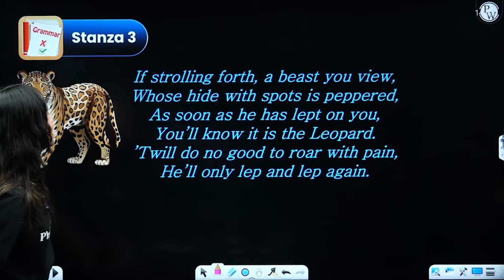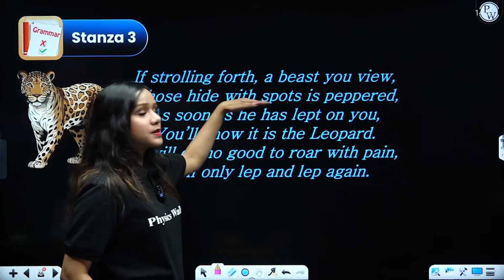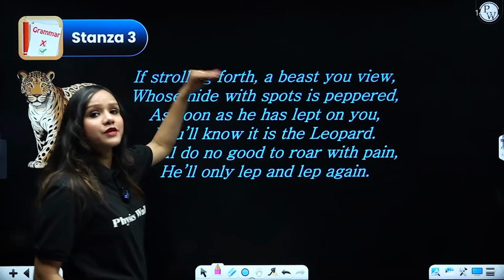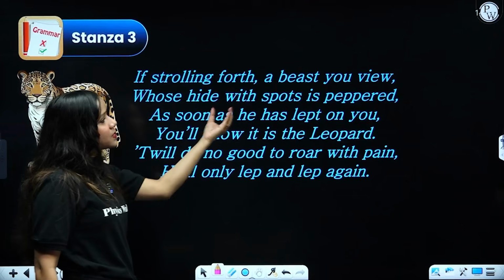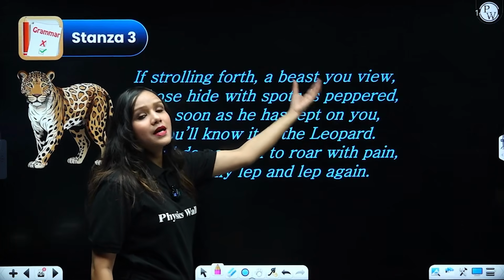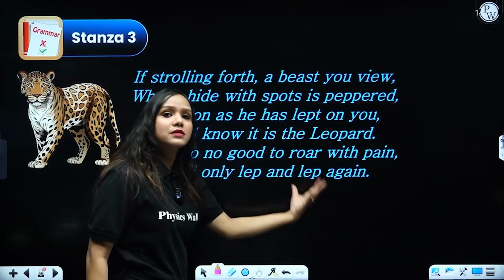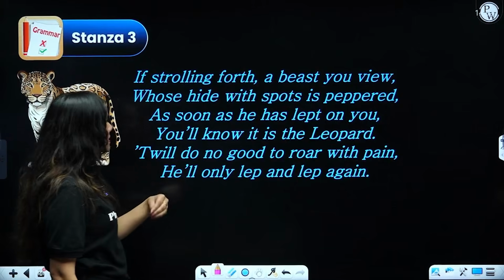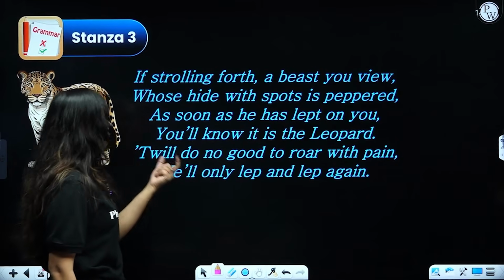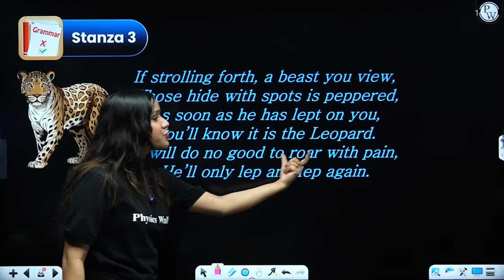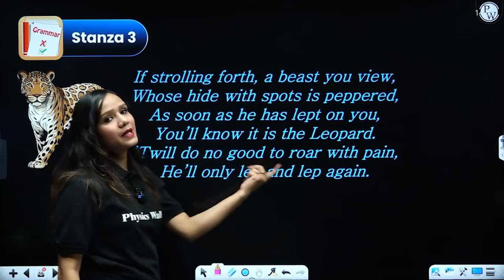Now, another stanza. If wandering further, a beast you view, whose hide with spots is peppered. Now we are talking about the third animal. What's that? As soon as he has leapt on you, you'll know it is the leopard. 'Twill do no good to roar with pain, he'll only leap and leap again.